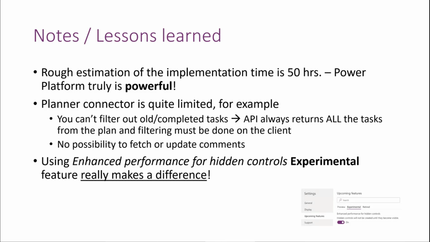Then one notion about the Planner connector: it's a little bit limited. For example, you can't filter out old or completed tasks when you are requesting tasks from a plan. You always get all of them, and then you have to combine and do the filtering on the client side. And a final note about the experimental feature in Power Apps Studio called Enhanced Performance for Hidden Controls. It really makes a difference from the UI performance point of view. Use that. Let's hope it gets GA'd at some point in the future.